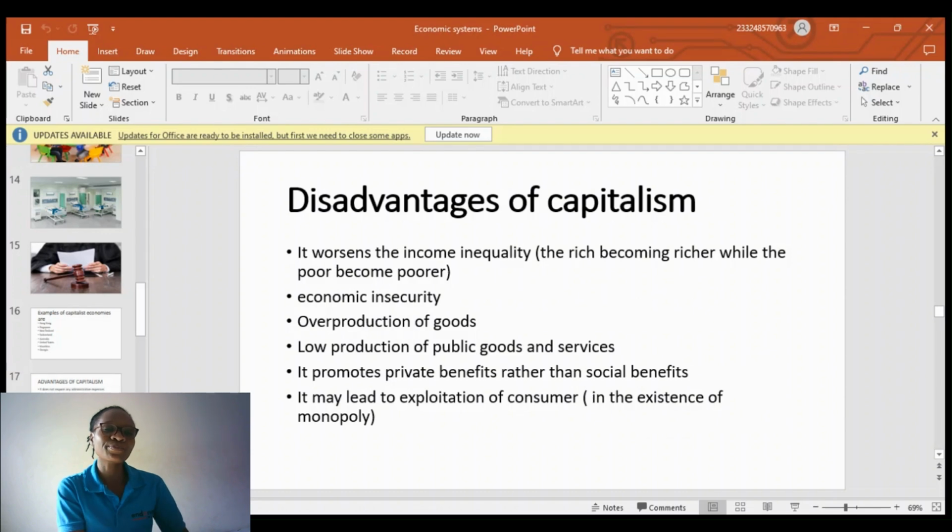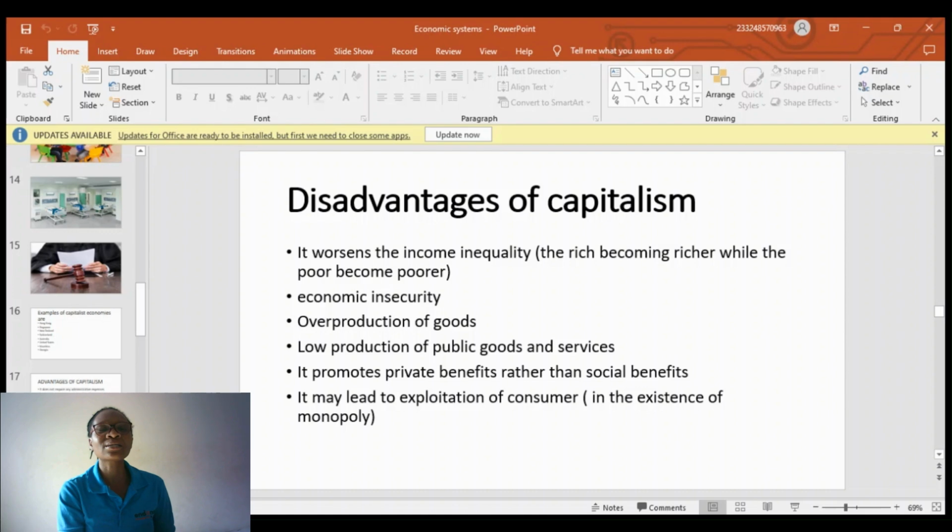I'm expecting you to see that in detail in the other topic we have treated already, which is unemployment. So you may want to look at some of the reasons why people may lose their jobs. And aside that, we also have overproduction of goods.